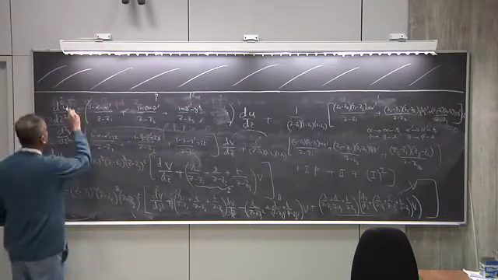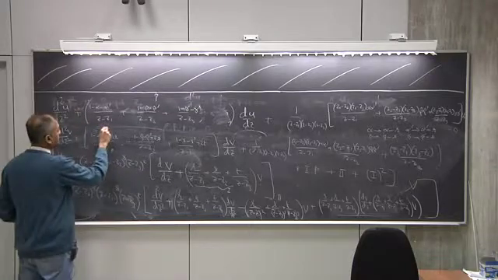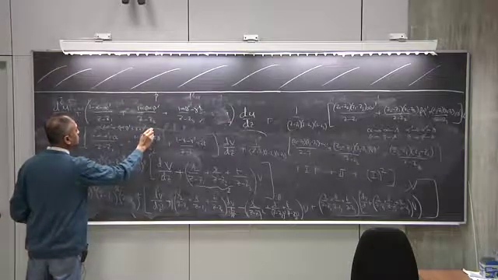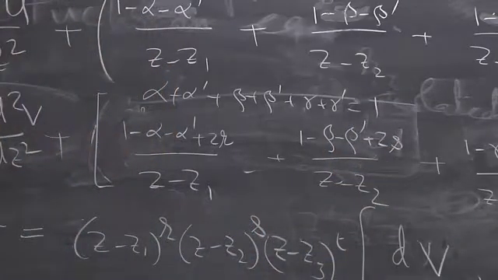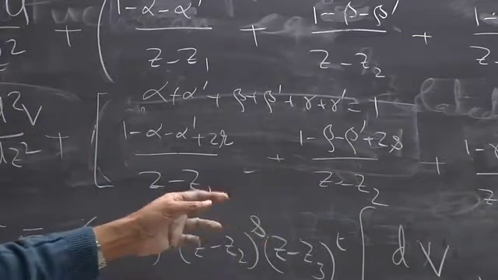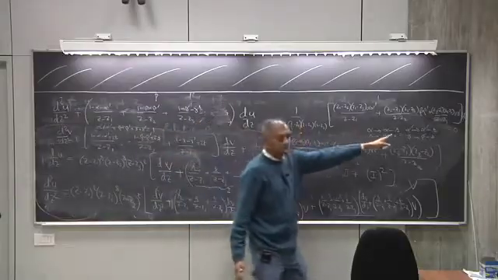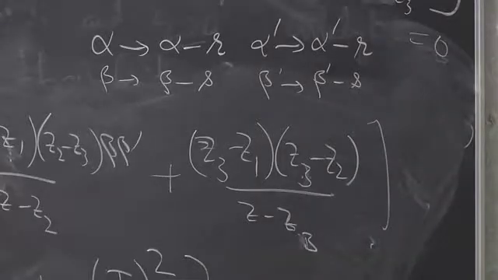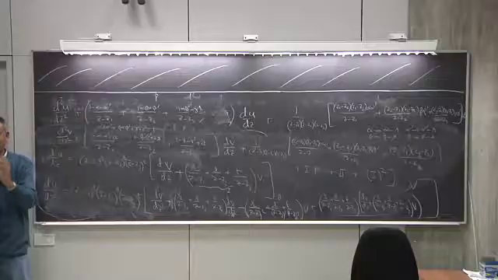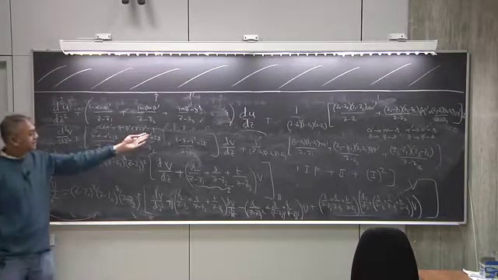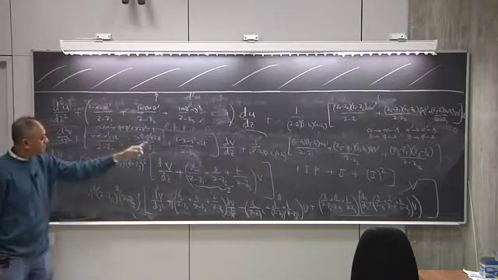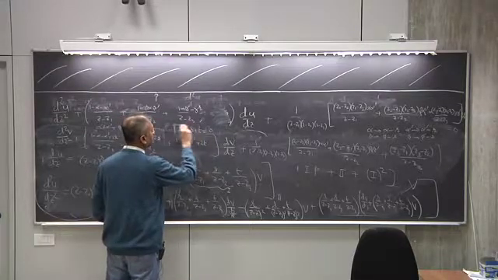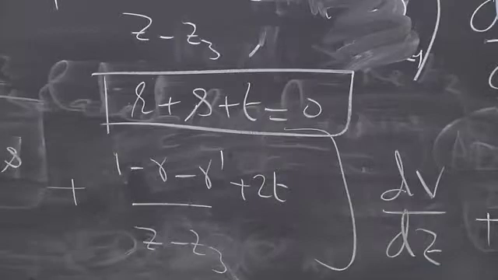The constraint was alpha plus alpha prime plus beta plus beta prime plus gamma plus gamma prime equal to 1, I think, right? But now if I shift this, what happens? We are going to shift by r, s, and t. If I shift like that, then the left-hand side gets shifted by 2 times r plus s plus t. But on the right-hand side, nothing happens. So this will make sense only if r plus s plus t equals 0. So that's one constraint.